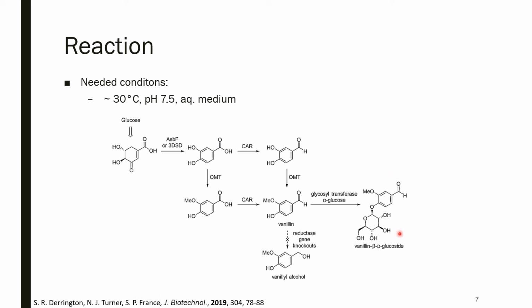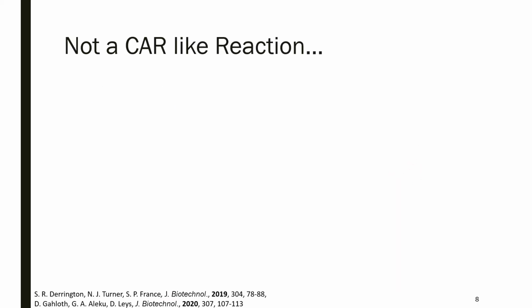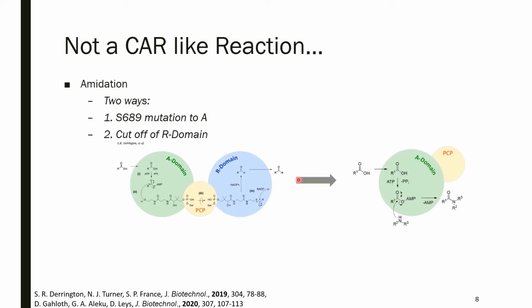The reaction shown here is typically done by CARs. However, Fletcher and co-workers showed an untypical CAR reaction, namely the amidation of a carboxylic acid. In order to achieve this, they performed two different approaches. One way was to mutate the post-modified serine to alanine, and the other was to cut off the R domain where the whole reduction step is performed. And both ways were actually working for them.